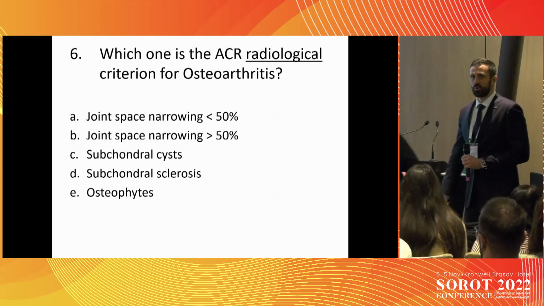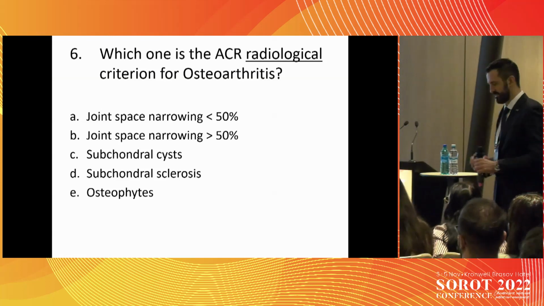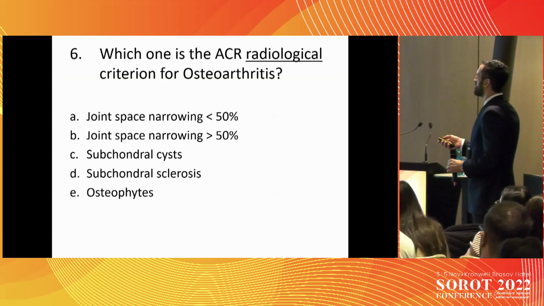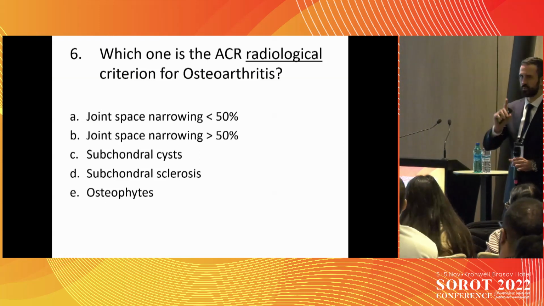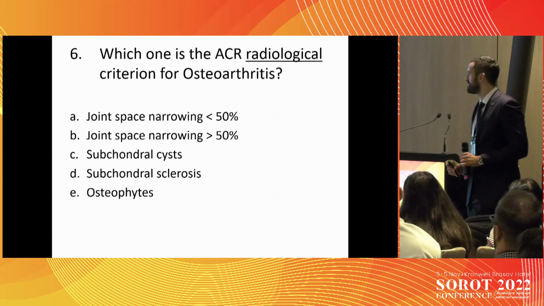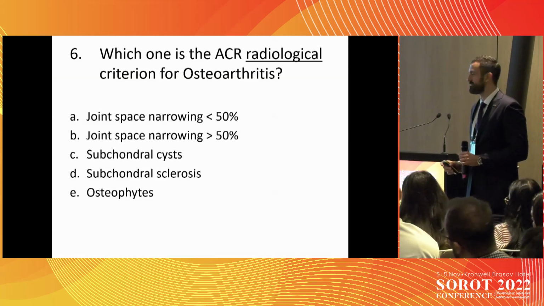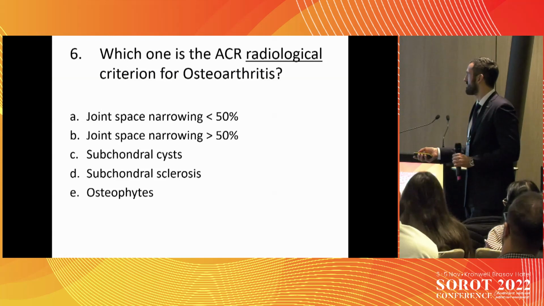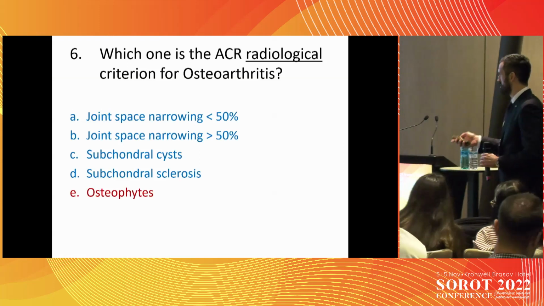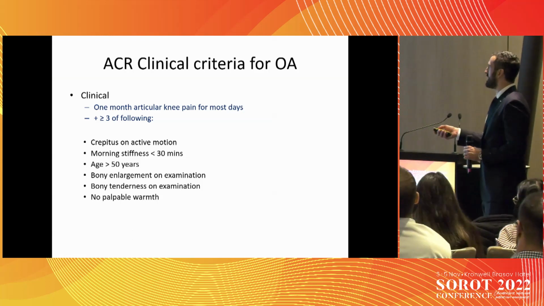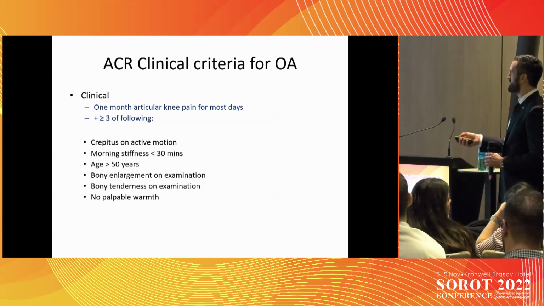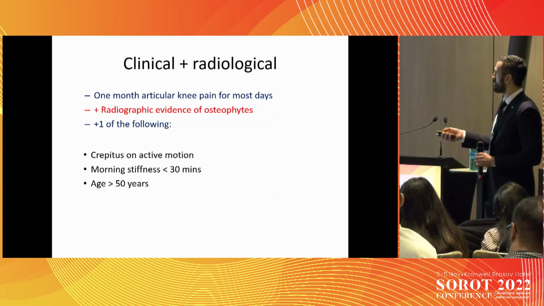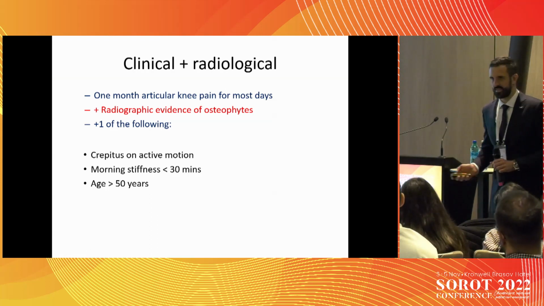Okay, a little bit more into clinics. Which is the ACR radiologic criterion for osteoarthritis? Just one. If you see it, you know there is OA present. The most sensitive sign. E, osteophytes. That's great, osteophytes. So, clinical signs are 1 month of articular knee pain for most days and 3 of the following. And radiological is radiographic evidence of osteophytes.